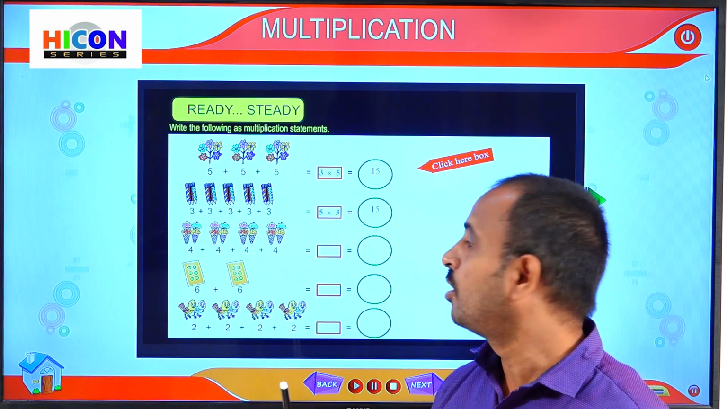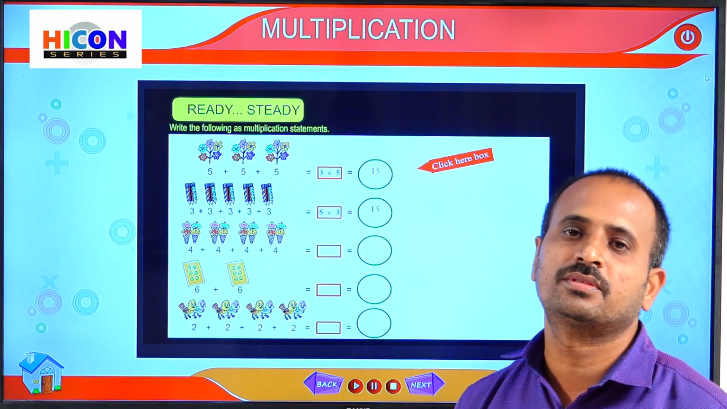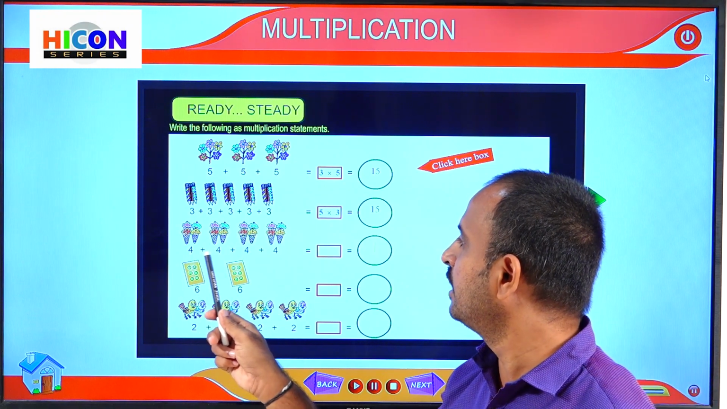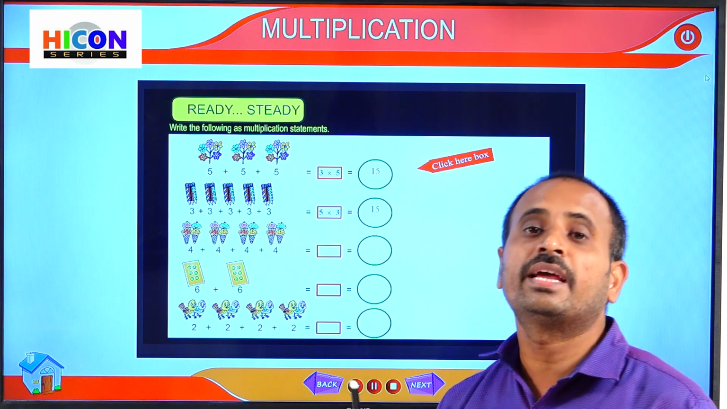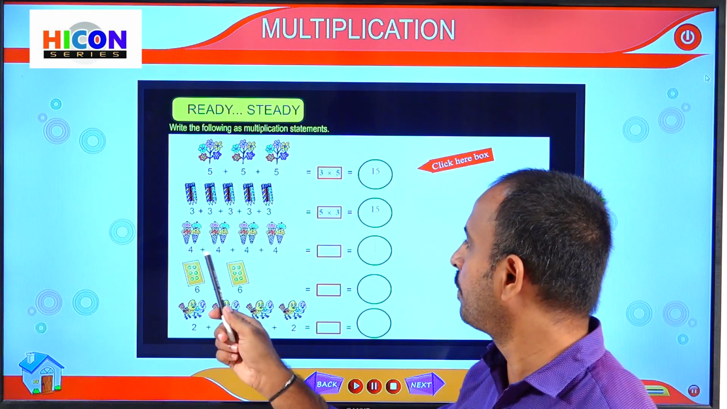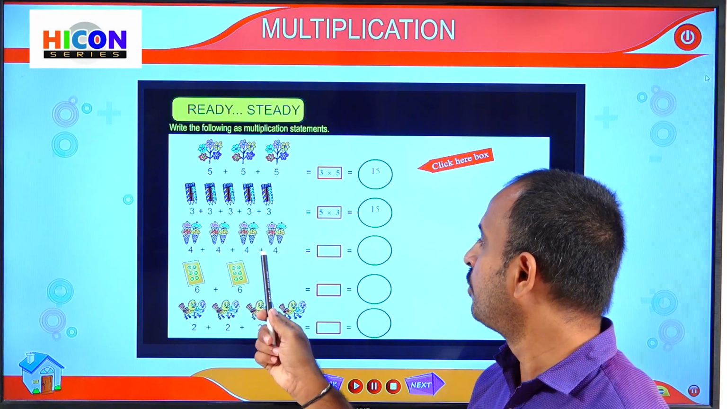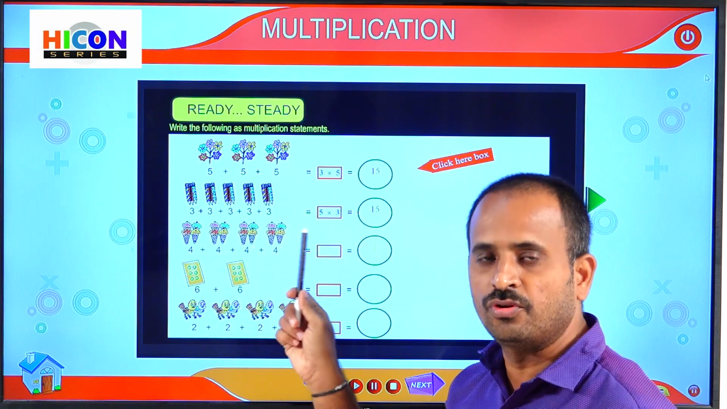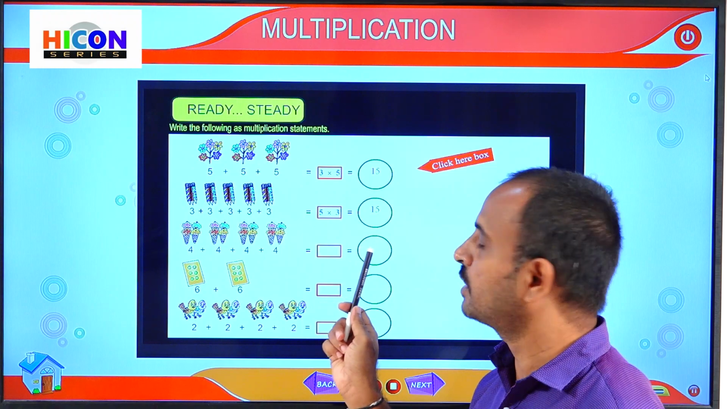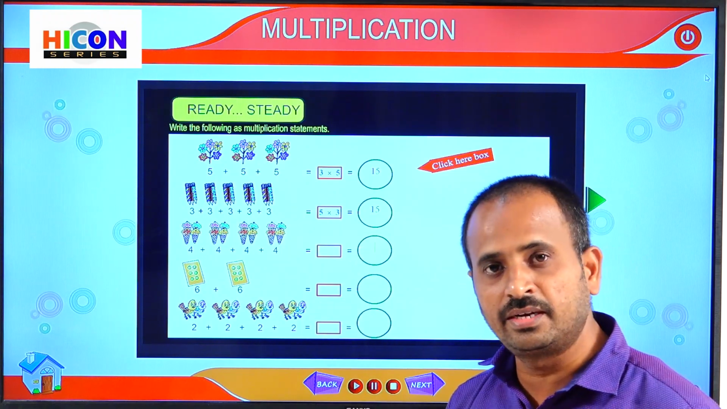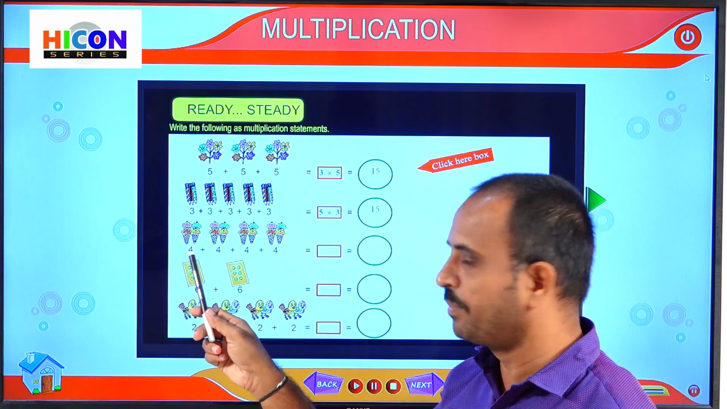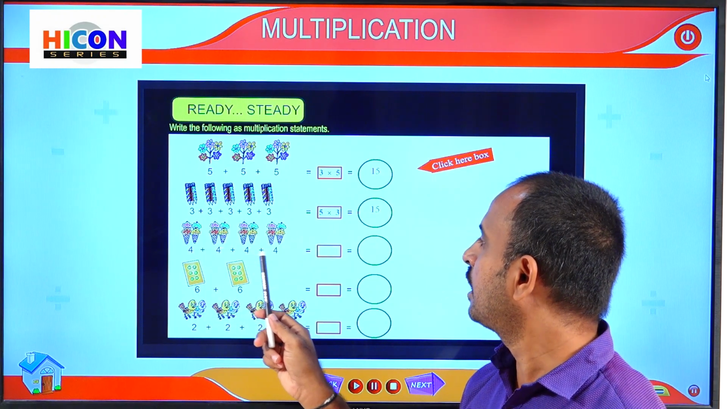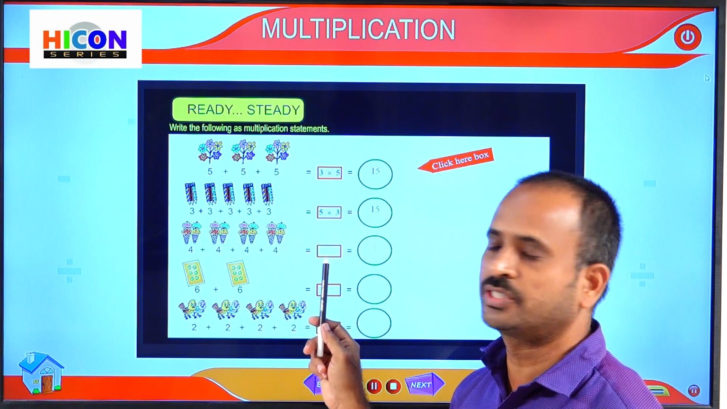Then how will you get the total number of cones? We will get the total number of cones by adding 4 times. That is 4 plus 4 plus 4 plus 4. If you add this number 4 times, we will get the total number of cones. But if you add the same number repeatedly, the repeated addition can be converted into multiplication.